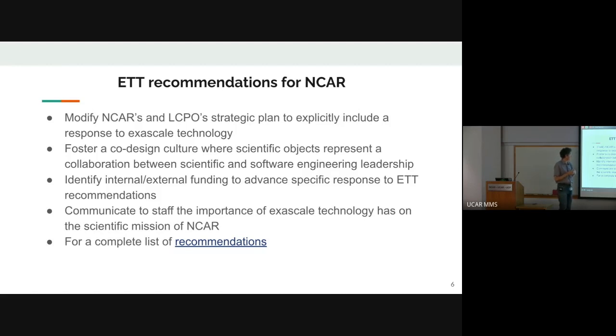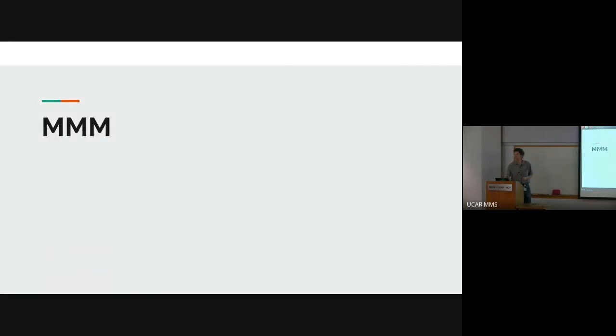We wanted to identify internal and external funding to advance specific responses to ETT recommendations. They needed to come up with money to basically put these into action. They can't just do it as the thing you're doing once you finish the rest of your work that you're over committed to doing. Communicate to staff the importance of exascale technology on the scientific mission of NCAR. When you get access to these slides, there'll be a complete list of recommendations, but these are the key recommendations.